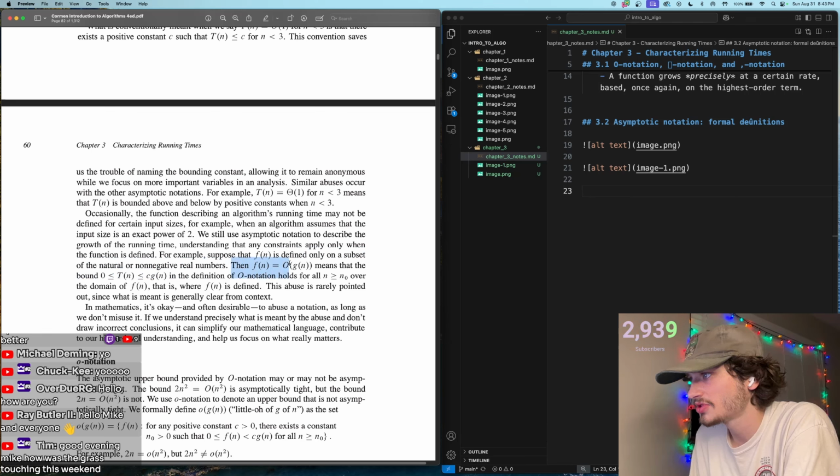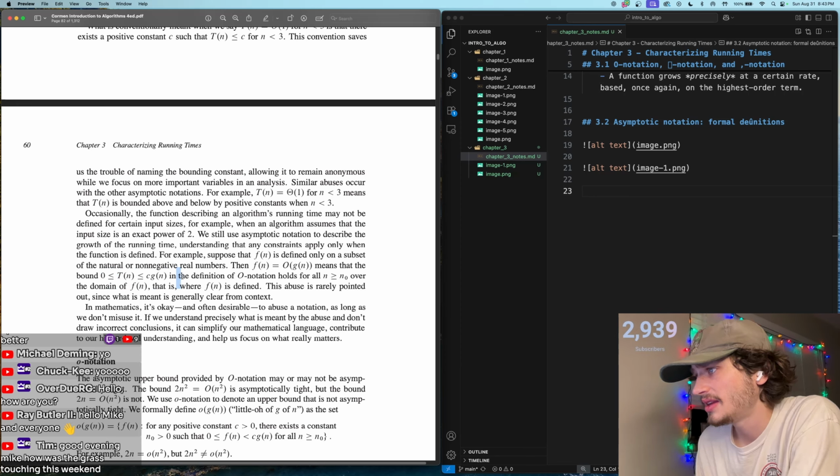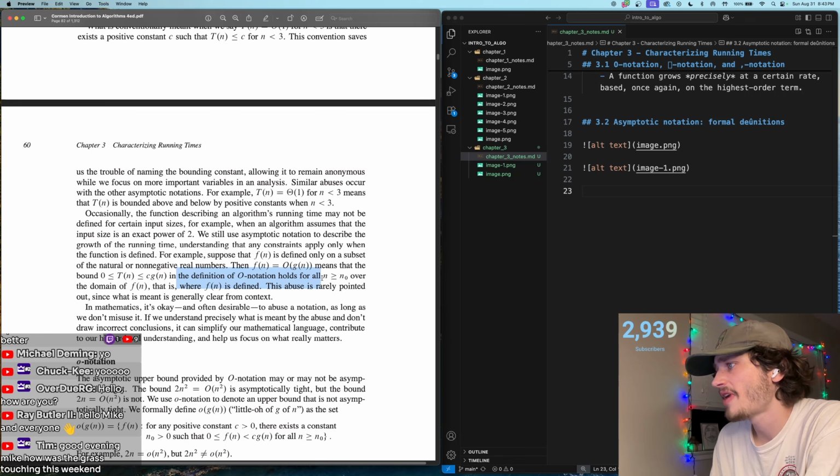Then f(n) = O(g(n)) means that the bound 0 ≤ f(n) ≤ c·g(n) in the definition of O notation holds for all values greater than or equal to that initial n₀, over the domain of f(n), that is, where f(n) is defined. This abuse is rarely pointed out since what is meant is generally clear from context.